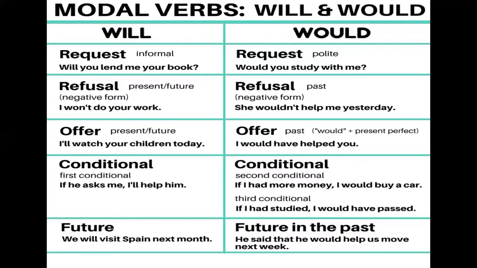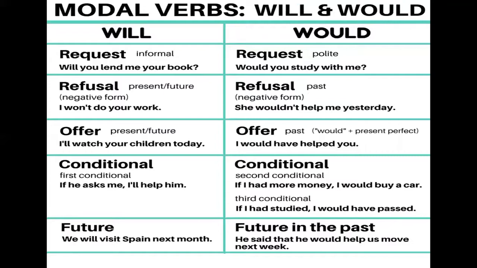Conditional: first conditional and second conditional. First conditional is: if he asks me, I will help him. You can see that the if clause is followed by the first form, which is again followed by future tense. But if we talk about would, you can see: if I had, what is that? Past tense. I would buy a car. If I had studied, I would have passed. So this is the difference.